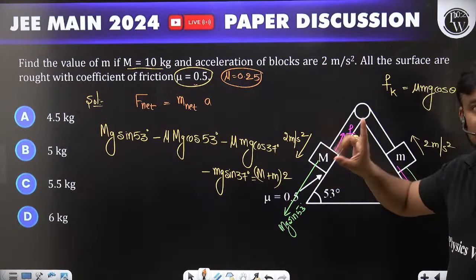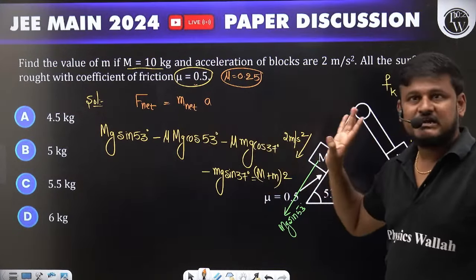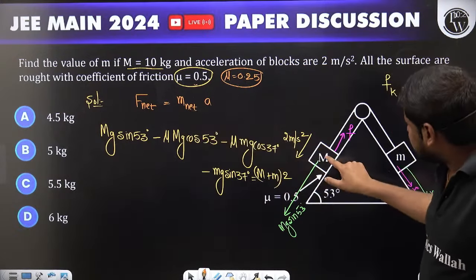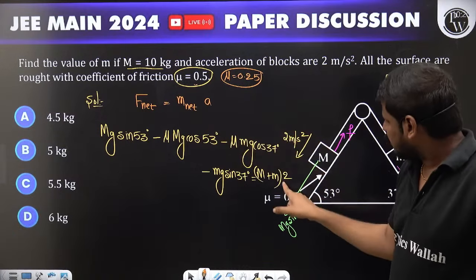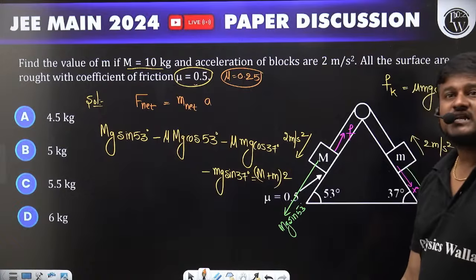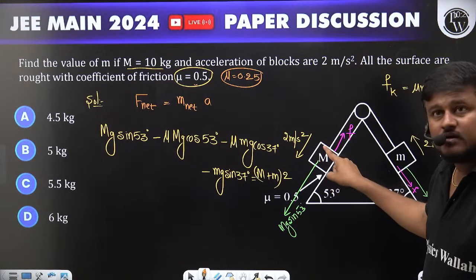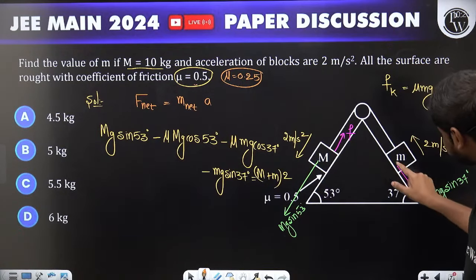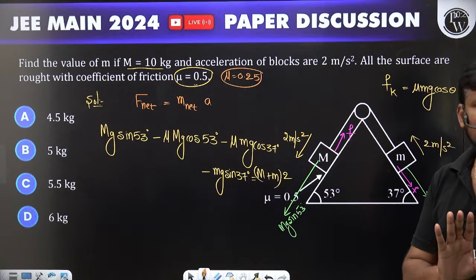So here, first thing, writing the overall forces, just understand. F net is equal to M net into A. The right hand side part you already understood clearly. The net mass is capital M plus small m into the acceleration. They both are moving with the acceleration of 2. Right hand side part is pretty easy. So on the LHS, what is the net force that is acting? For this capital M mass, mg and its sine component will come this side. And for this small m, its weight component, mg sin 37, will come along the inclined plane.